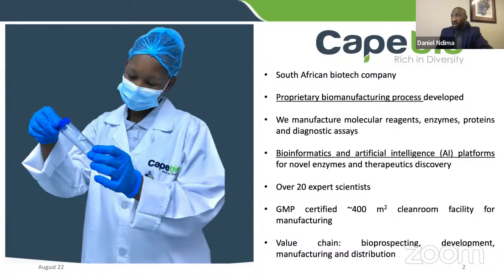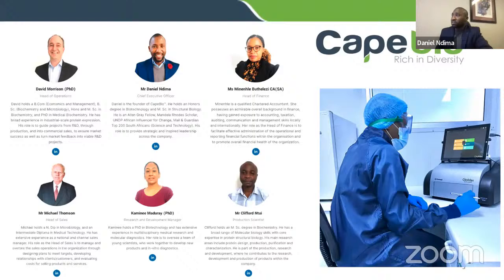We have over 20 expert scientists in different fields of science. Our current facility where we manufacture our products is GMP certified. We follow regulation and we are a SAHPRA approved company. Our value chain is run by prospecting, meaning sourcing of genetic information from nature for different molecules, development, manufacturing, and distribution of those products. This is the current team that leads the organization across different departments. As you can see, pretty much highly qualified people are leading this young company.